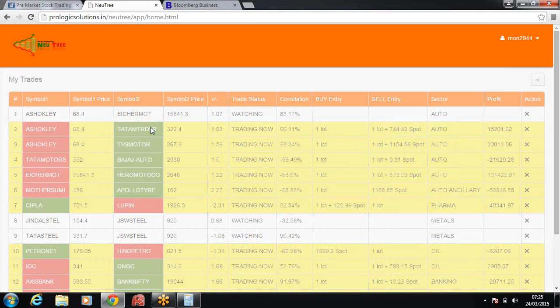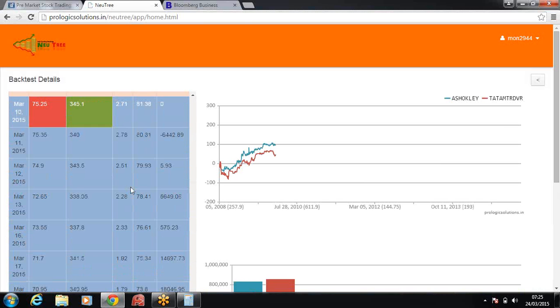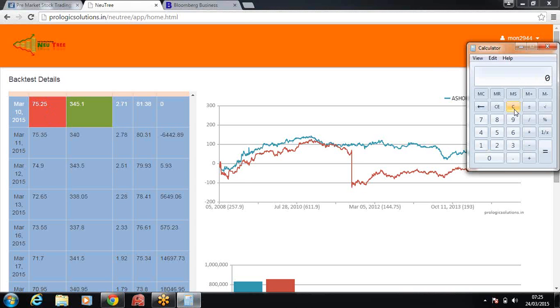Now just go to Ashok Leyland. I'll click this and we'll see the entry point for Ashok Leyland and Tata Motors. So on March 10th we have got this call running. It started on March 10th. So 75.25 into 8,000, which is the lot size. So that's around 6 lakh 2,000, the value of Ashok Leyland.